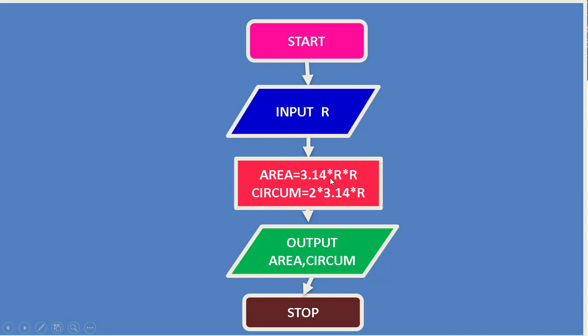Area is whatever output you get here. If you give the r value as 5, that is 3.14 into 5 into 5, and circum is 2 into 3.14 into 5. So the answer will be stored in circum and area, and we have to display the output, and finally we stop.